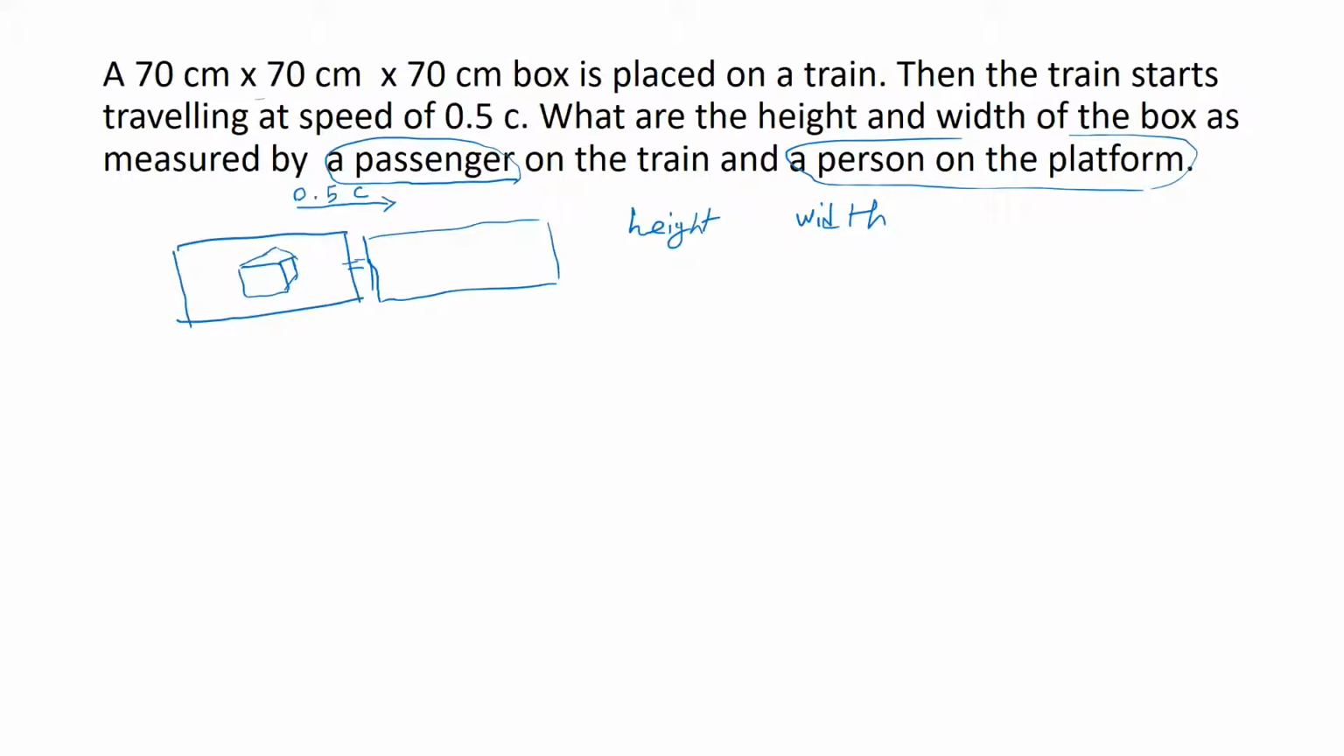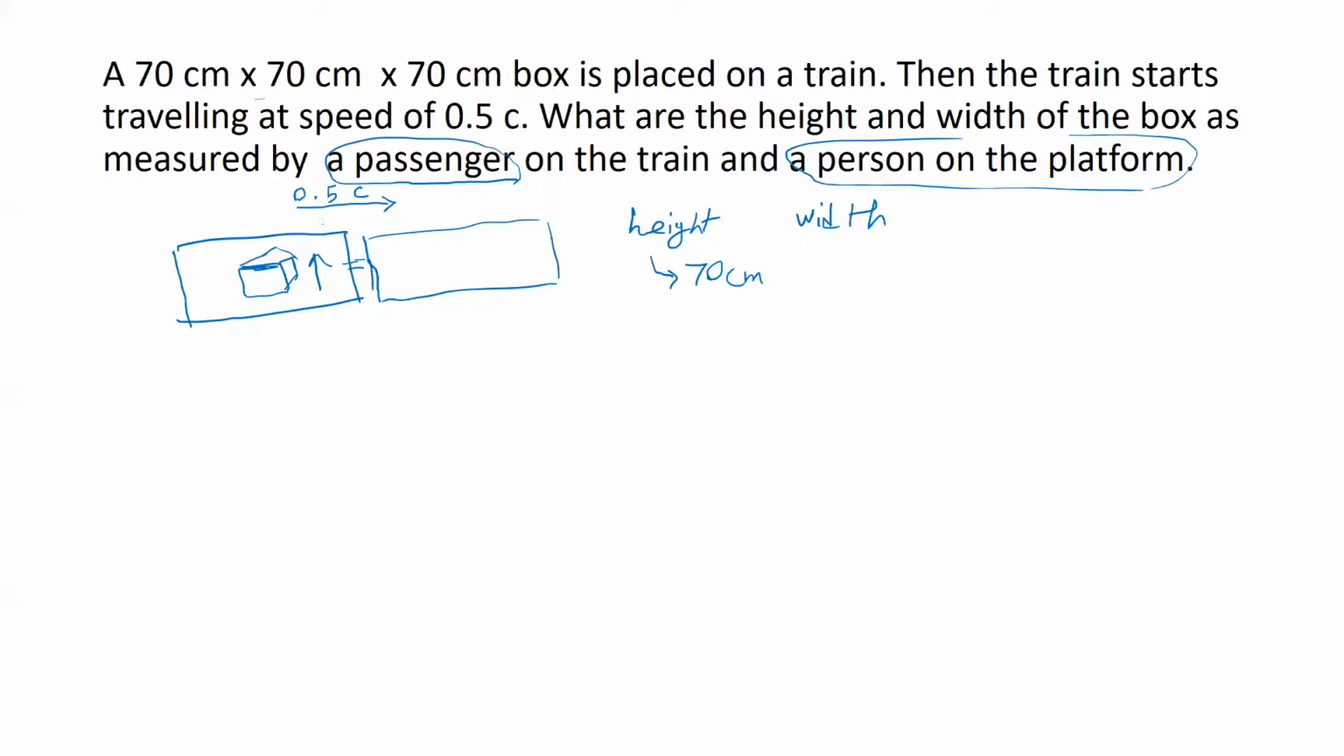So about height, regardless of which frame of reference you are in, it is 70 centimeters, because height is not in the direction of motion. Motion is this direction, height is this direction, so they're not in the same direction. The same story holds for length. So length also stays the same, but the only thing that might change is the width, because as you can see, width is parallel to the direction of motion.